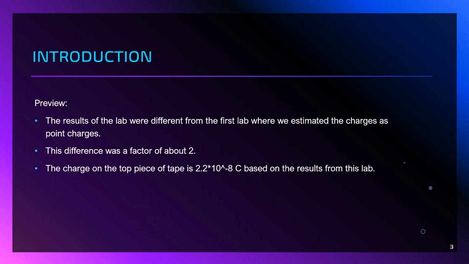To preview, the results of the lab were different from the first lab, where we estimated the charges as point charges, and the difference was a factor of about 2, a little bigger than 2. The charge on the top piece of tape is roughly 2.2 times 10 to the negative 8th coulombs, based on the results from this lab.